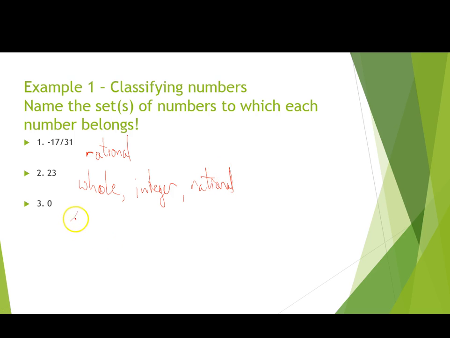0 is a whole number. And so since it's in the smallest box, it's also in the integer box. And it's rational. Finally, 4.581, that would belong in the outer ring. It's not an integer, it's not whole, it's just rational.